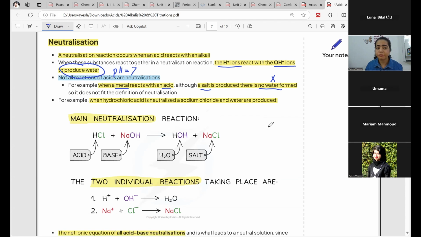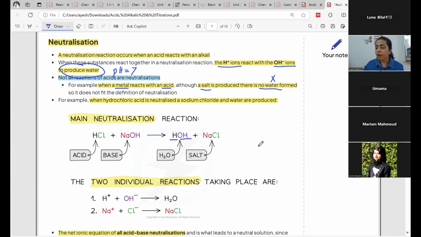Miss, why is it written HOH, not H2O? No, it's just for your convenience, to tell you where they are coming from. But when you will be writing a chemical equation, you will write H2O. Here they're just telling you where this H is coming from and where this OH is coming from. But in the actual equation, you will always write H2O, in this form.